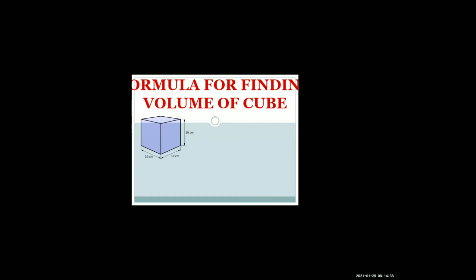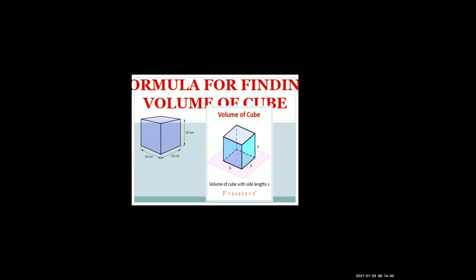So imagine a cube of 10 by 10 by 10 dimensions. It has all the sides equal. The formula for the volume of a cube is side into side into side, or you can say length of the side into length of the side into length of the side. You can say S cube, A cube, or L cube. Any notation or symbol which you use is fine. So remember this, because I'm just recapping it since you will need to use it.